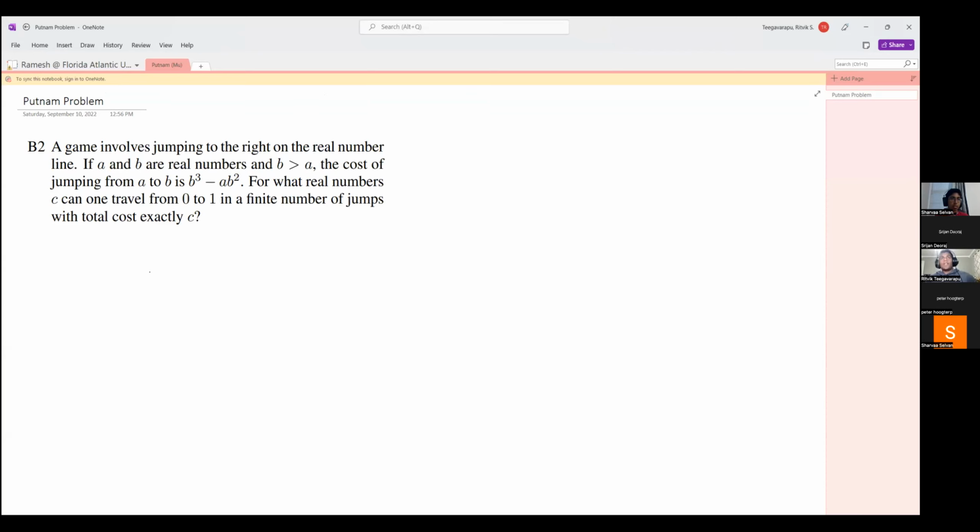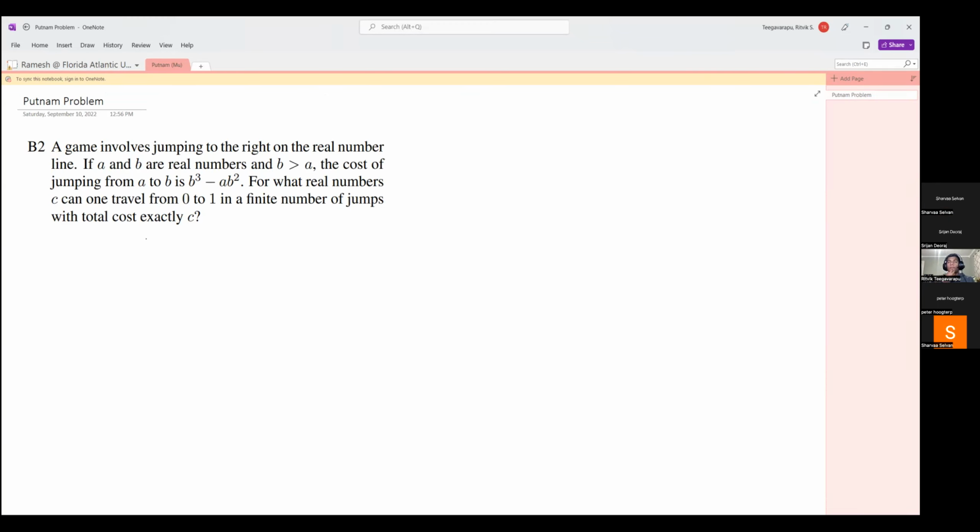Okay, so this says a game involves jumping to the right on the real number line. If A and B are real numbers and B is greater than A, the cost of jumping from A to B is some arbitrary expression. For what real numbers C can one travel from 0 to 1 in a finite number of jumps with cost exactly C?